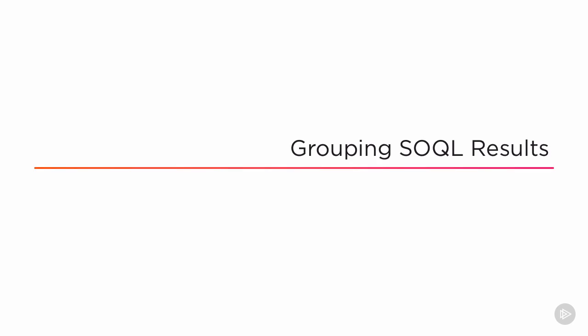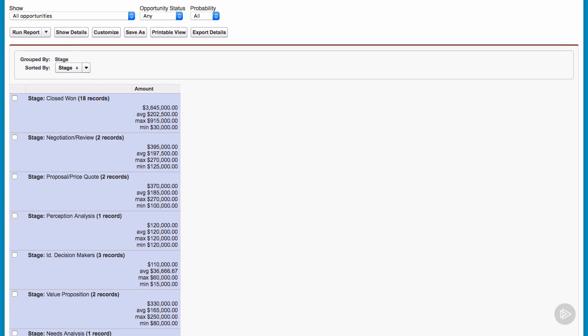Now let's talk about the second advanced technique, grouping SOQL results. Remember, this is the SOQL equivalent of creating a summary report using standard Salesforce reporting, which would look like this. A summary report is useful if you want to group records together and get aggregate information on its group. In this summary report, we group up all our opportunities by stage and calculate aggregate info for each stage like sum, average, max, and min of the opportunity amounts.